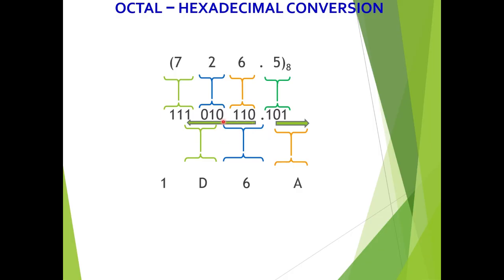For example, with 8421, if these two are 1, 4 plus 2 is 6, like that also you can calculate. So 1010 means 8421, so for this one it is 8, then for this one it is 2, 8 plus 2 is 10, so you will be getting A. So 1D6.A, that is the answer.